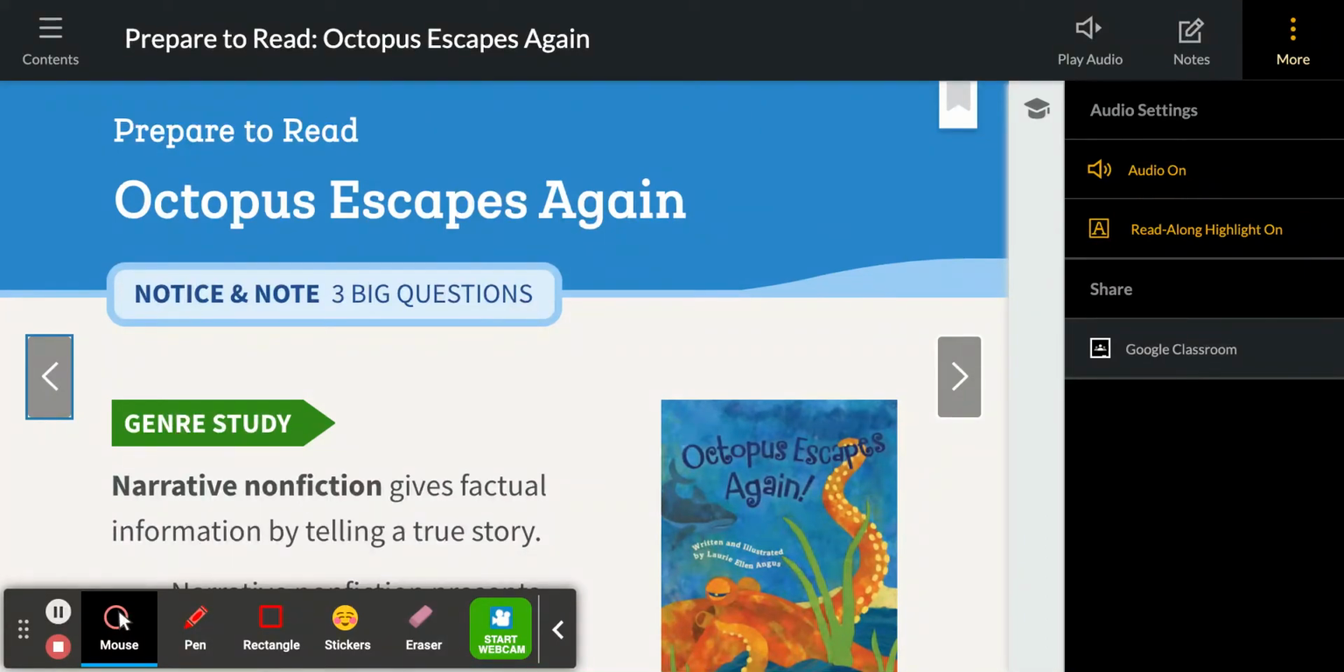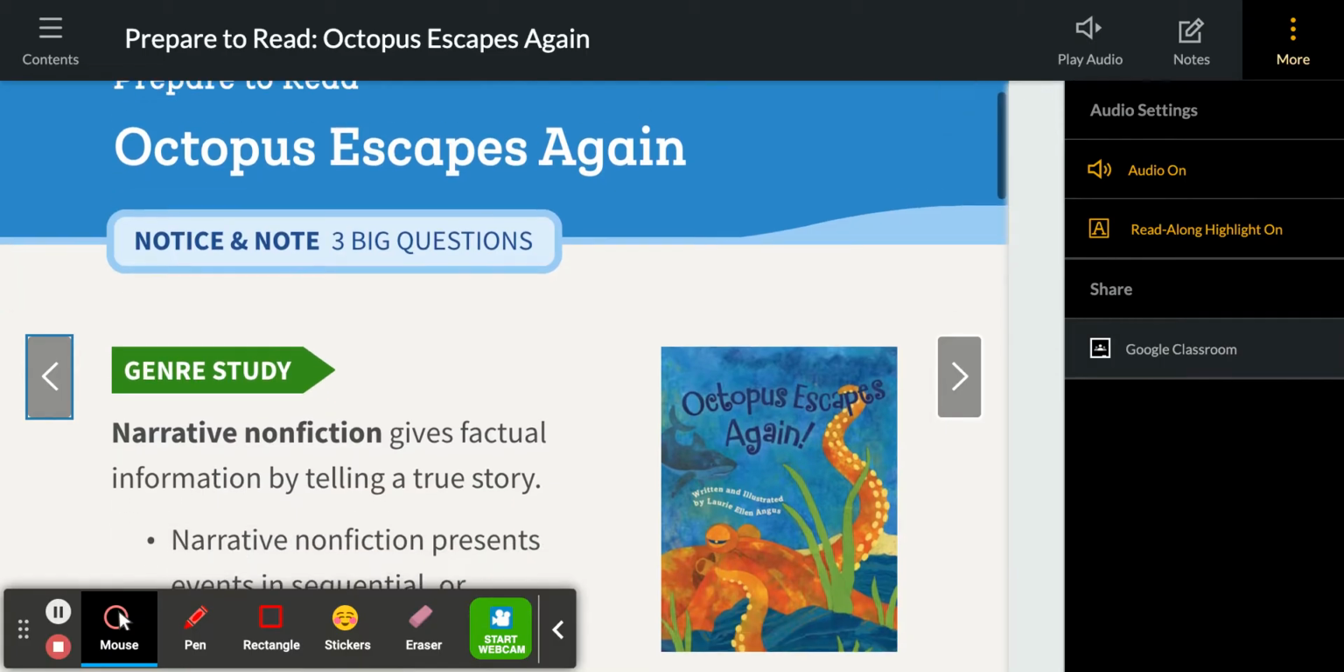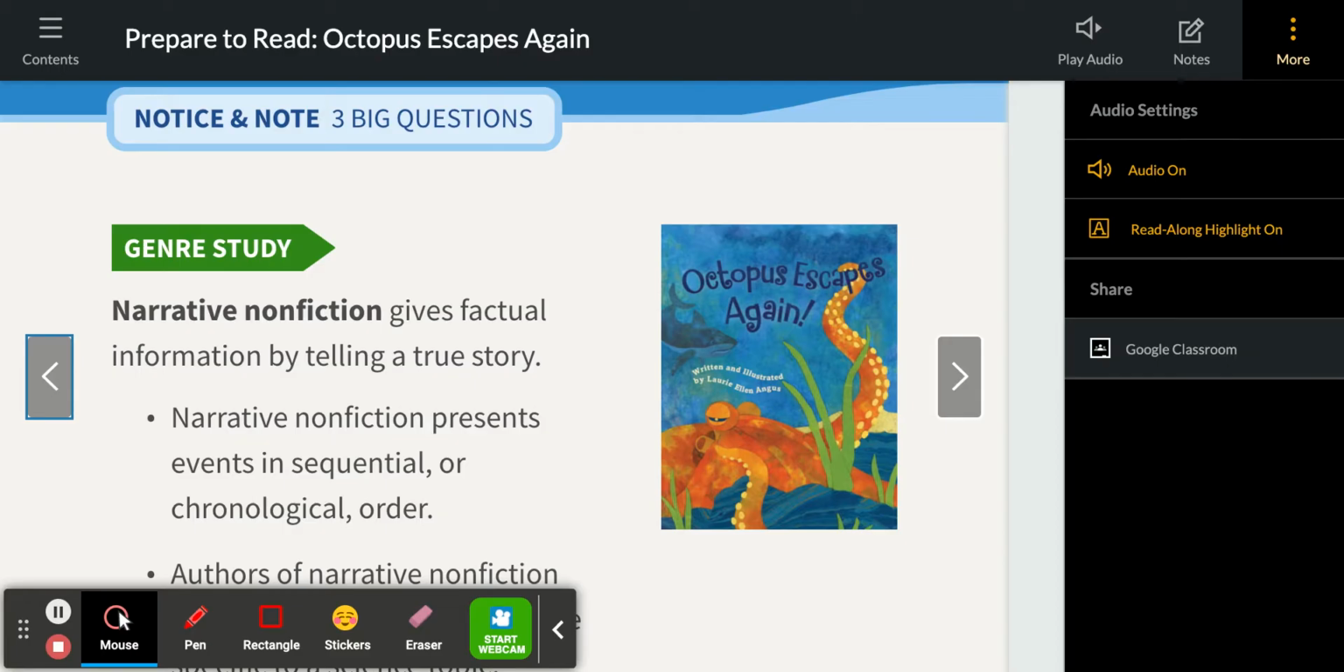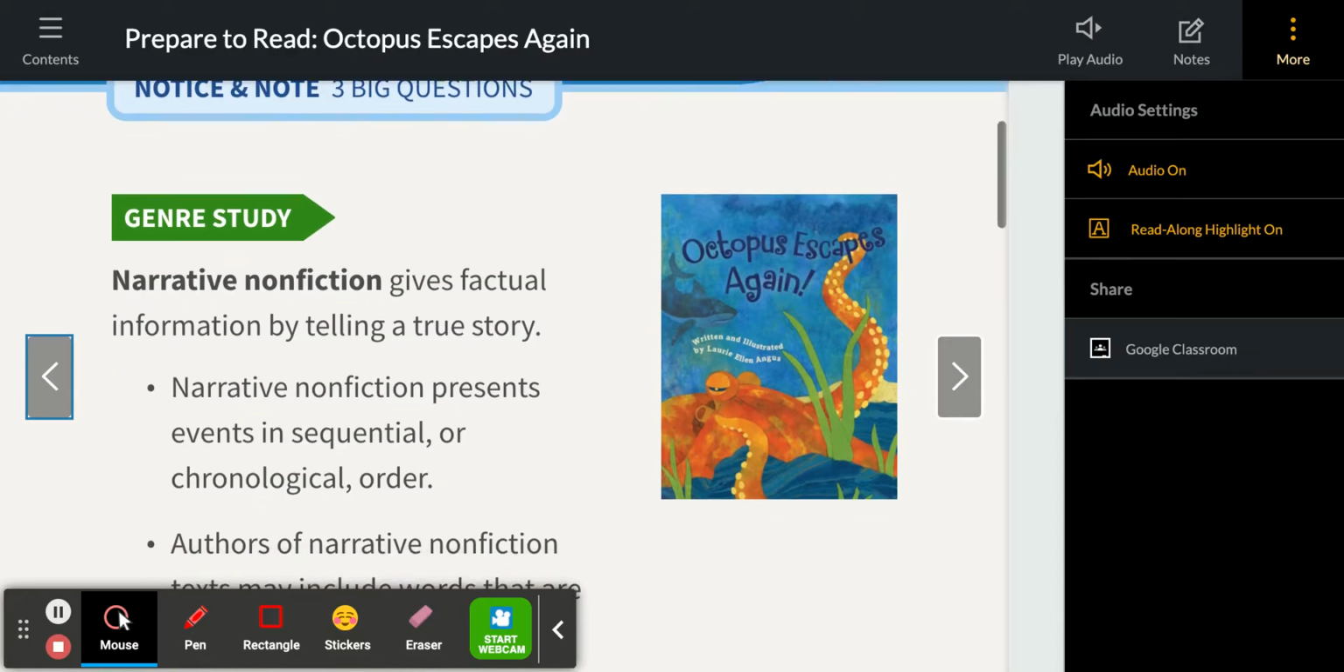Today's reading lesson, we are going to read a story and it's called Octopus Escapes Again. Now, as we're reading this story, I want you guys to pay special attention to the text and graphic features. And if you remember, when we talk about text and graphic features, those are things that authors put in stories to help engage you or to make you pay attention more to the story. And also, those things help you to understand the story better.